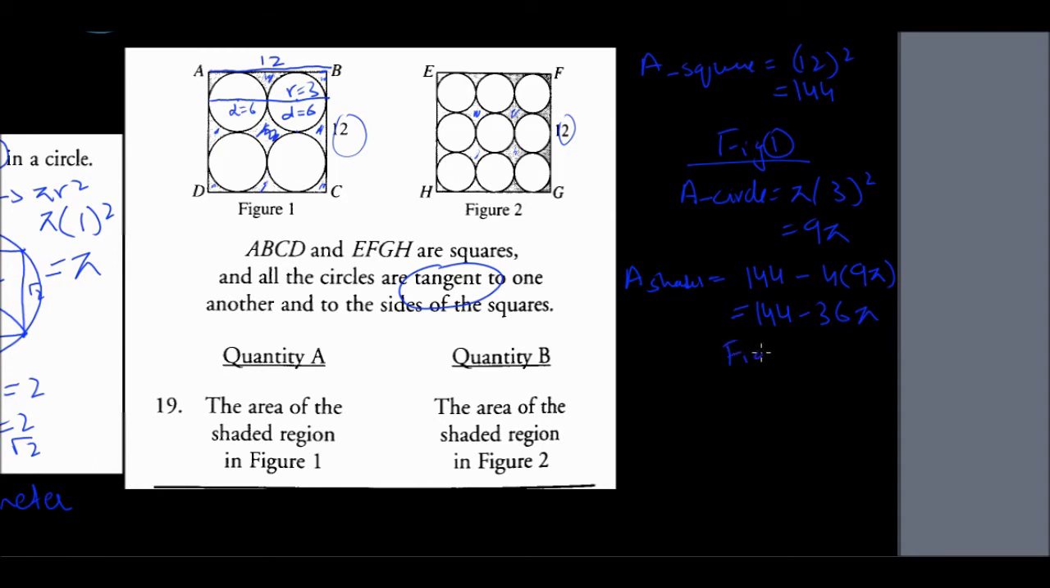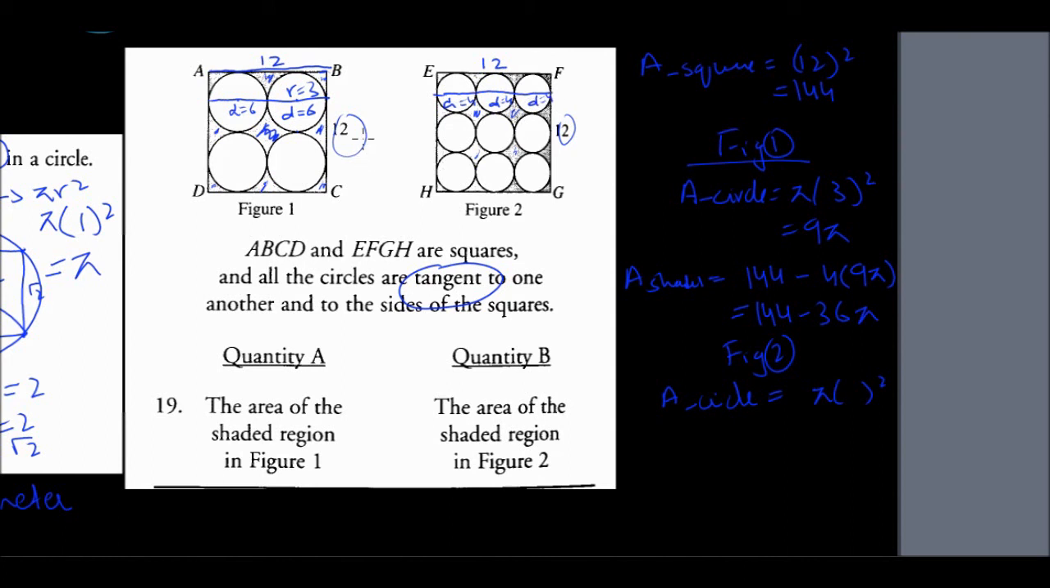Okay, let's do the same for figure 2. Again, I want to find the area of the circle. For that, I need to know the radius of each circle. So again, I'll draw a line segment that goes through the centers of all these circles, and this would equal 12. Now this 12 is equal to 3 diameters: one diameter, the second diameter, the third diameter. So 12 divided by 3 gives me 4. Each diameter is 4.